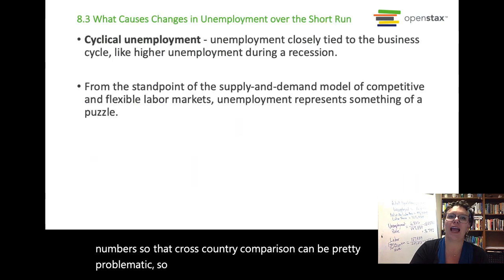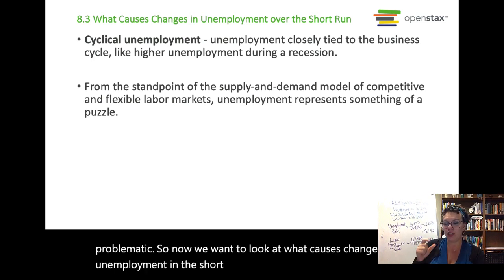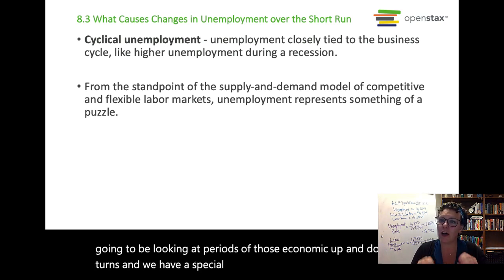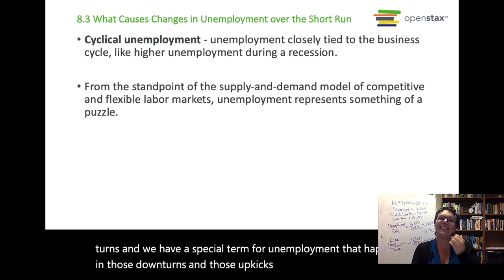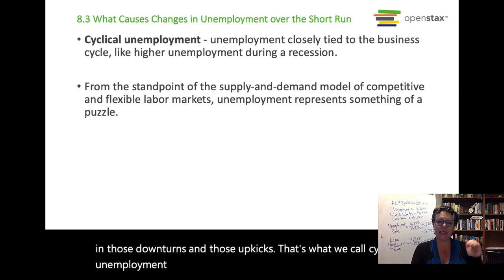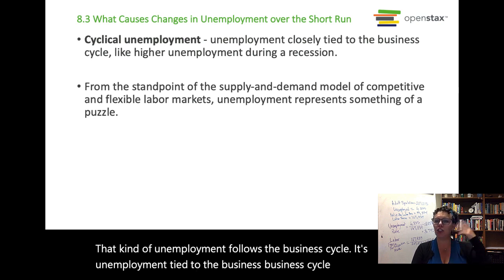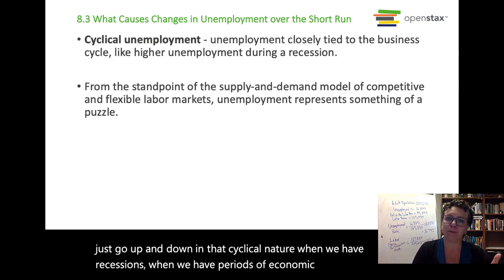So now we want to look at what causes changes in unemployment in the short run. And so in the short run, we're going to be looking at periods of those economic up and downturns. And we have a special term for unemployment that happens in those downturns and those upticks. That's what we call cyclical unemployment. And the idea is that that kind of unemployment follows the business cycle. It's unemployment tied to the business cycle, and it tends to just go up and down in that cyclical nature when we have recessions, when we have periods of economic expansion.